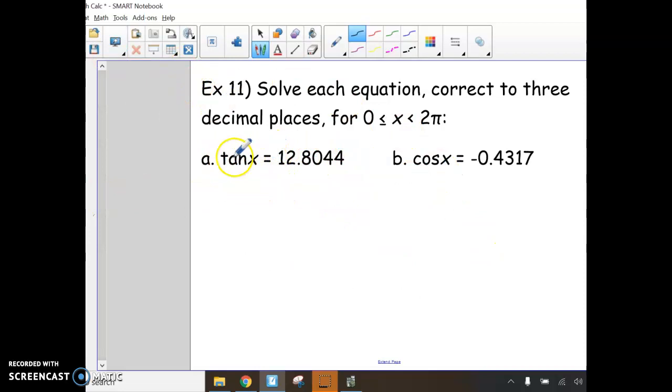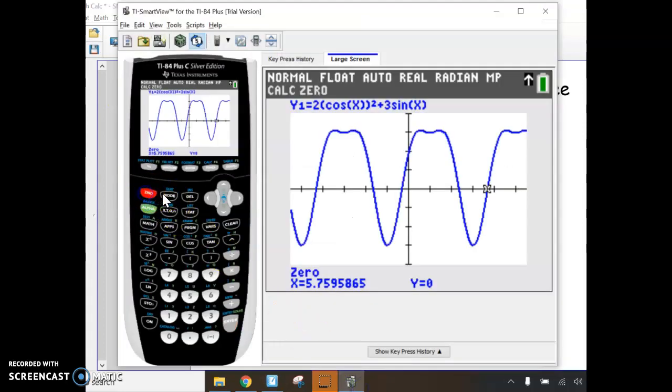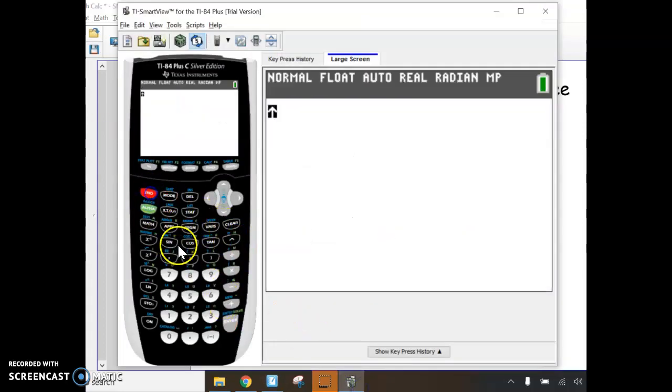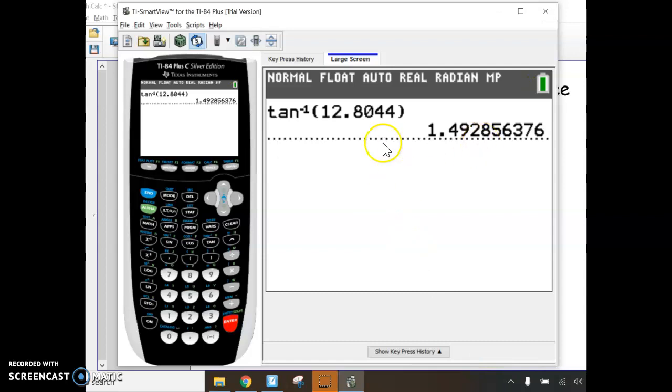What I'm going to do is find when tangent of x is equal to 12.8044. To do that, I'm going to do inverse tangent of both sides. So I get x equals the inverse tangent of 12.8044. Instead of graphing that, we're going to just enter it. Inverse tangent is second tangent, and it's 12.8044. I get an answer of 1.492.